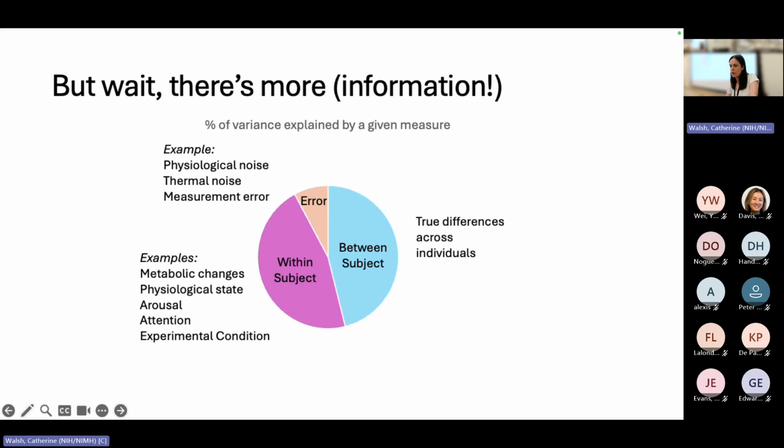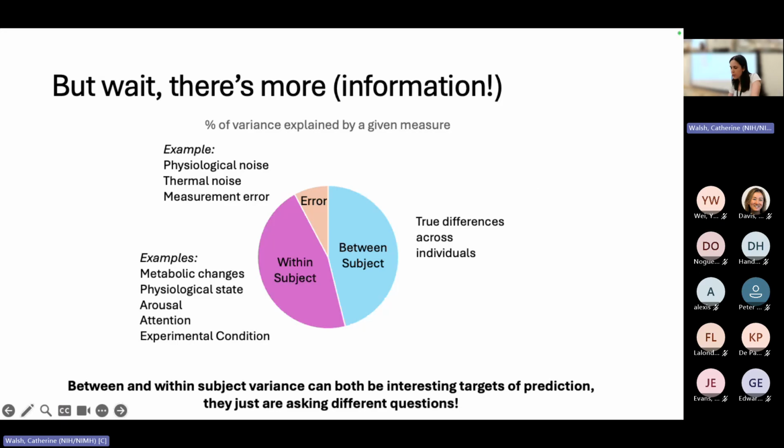To fill out our pie chart, we also have error, things like physiological or thermal noise in fMRI, measurement error, and behavioral tasks, stuff like that. Most importantly, I do want to highlight that both between and within subject variance can be interesting targets for prediction, but they are just going to be different kinds of questions.